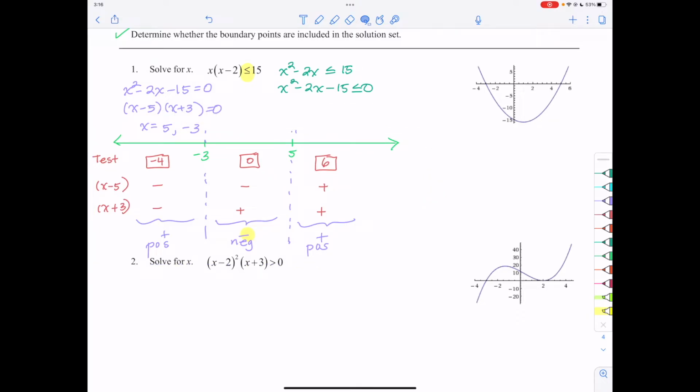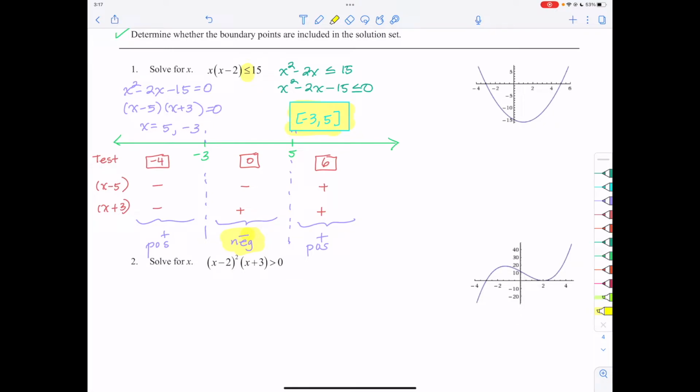Okay, and this is what we're looking for right here, this interval. Now, we want less than or equal, so we will include these endpoints. So we will have -3 to 5, and that is actually going to be our solution. See if I can move that over here and then grab this. Okay?